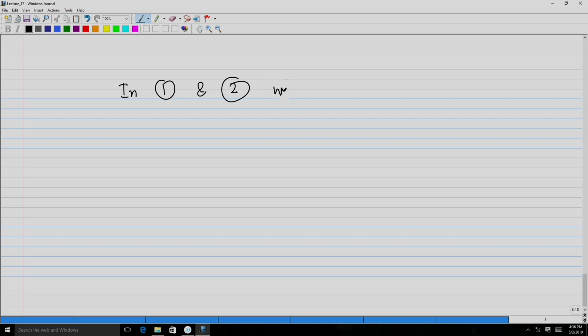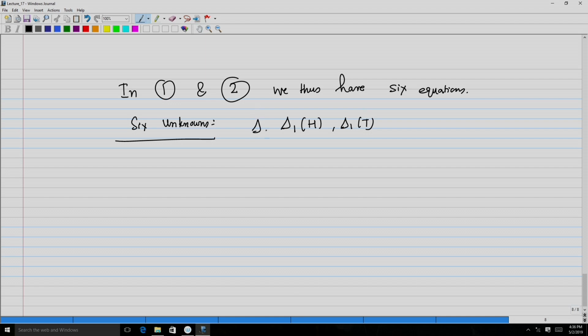So, in 1 and 2 we thus have 6 equations. And what are the unknowns? There are 6 unknowns accompanying it. What are these unknowns? These unknowns are basically delta 1 of h, delta 1 of t, and delta naught to be ascertained. You need to ascertain what your V naught is, and you want to know what x1 of h and x1 of t are.